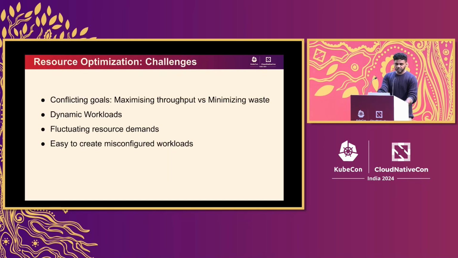Right. So for the challenges, there are 4 major challenges. The first one is a conflict of goals between platform owners and application owners, where platform owners would want to minimize the amount of resources given to a workload to maximize efficiency and minimize cost, while any application owner would want to make sure that the amount of resources given is maximum to maximize throughput.